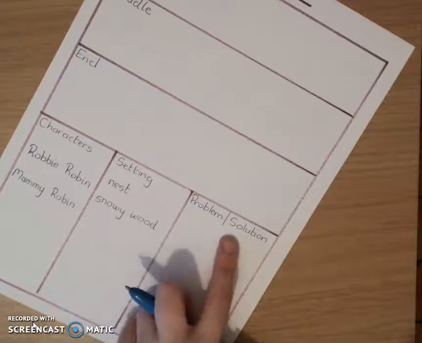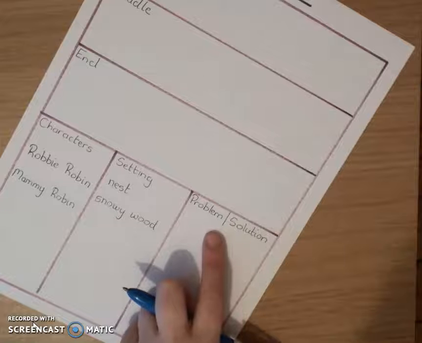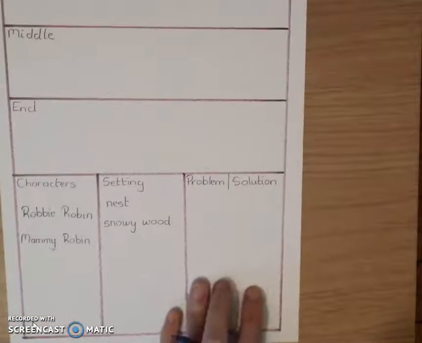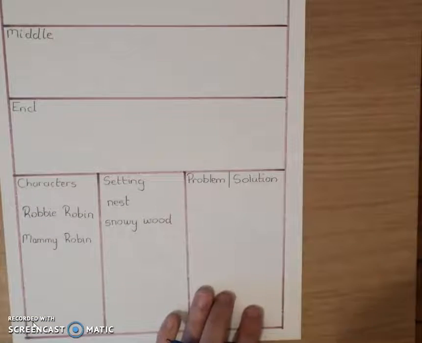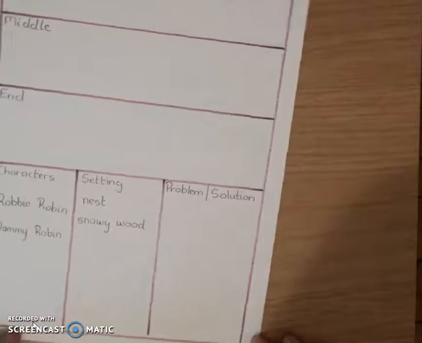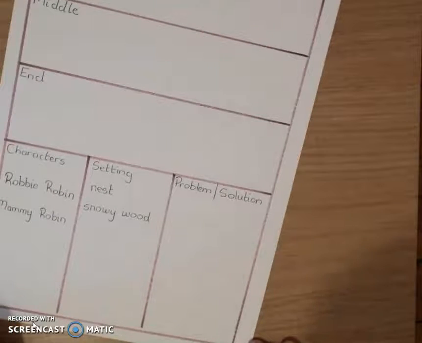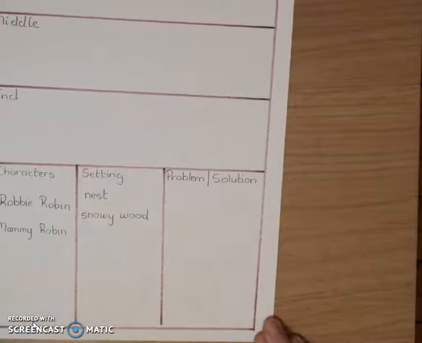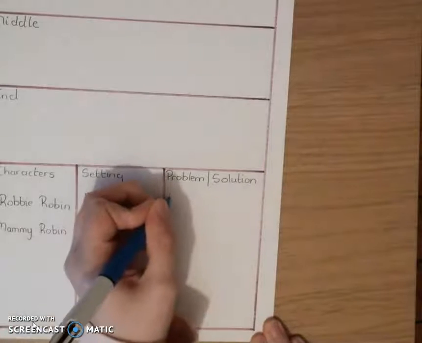Okay, now my problem and my solution. So, a problem and a solution. Every character in most stories faces a problem at some point. So in our Foxes in the Snow story, the problem was that they got lost. So then the solution for the end of the story is that they made it home again. Okay, so Robbie Robin is a young robin, so his problem is going to be that he can't fly yet.